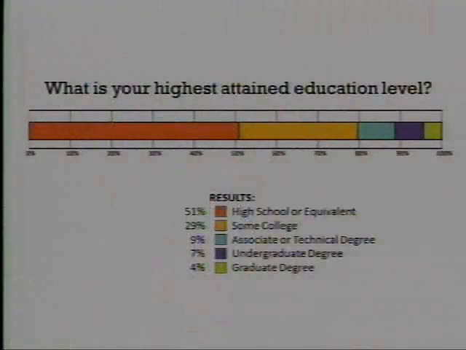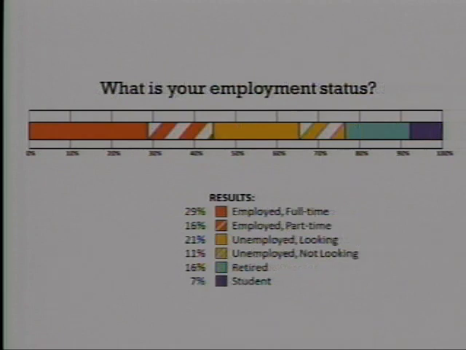In terms of education, less than half of the riders surveyed had any sort of college education, and these numbers don't track with the citywide averages. They're out of sync as well. In terms of employment, less than half of the riders surveyed are currently employed. Unemployment rate was 32%, which is about 7 times greater than the citywide average. A quarter of riders were retired or students.